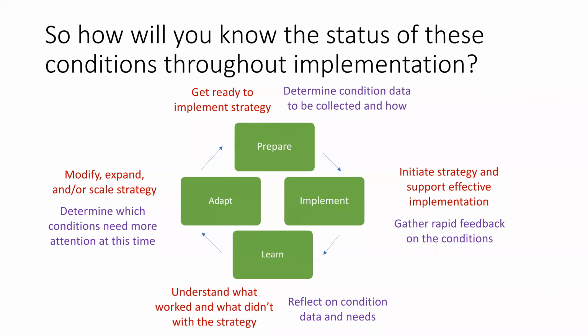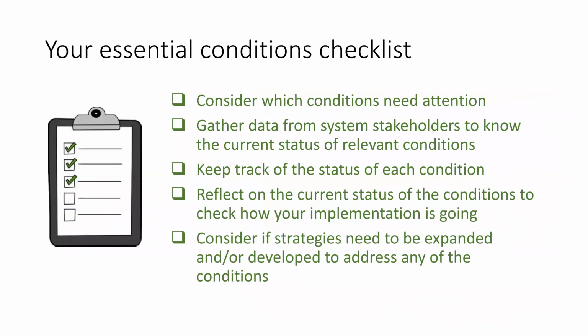So let me just say that you may not need to focus on every condition through every cycle, but periodically you should reflect on all these conditions and then adapt your next cycle accordingly. So to summarize, your essential conditions checklist is as the following. First, consider which conditions need attention. Again, do this periodically, just to remind yourself of what you need to be paying attention to as you are in the implementation process.